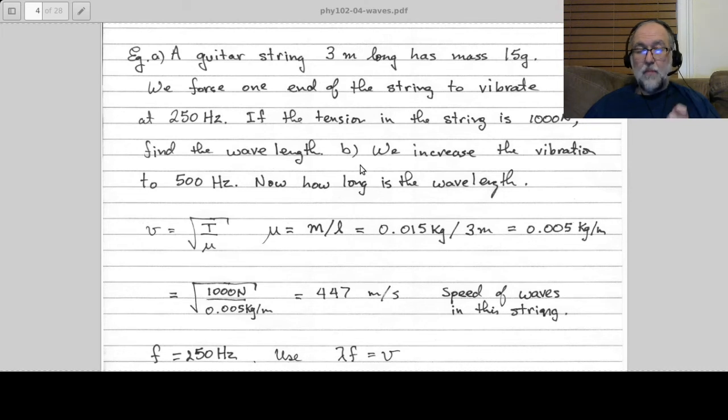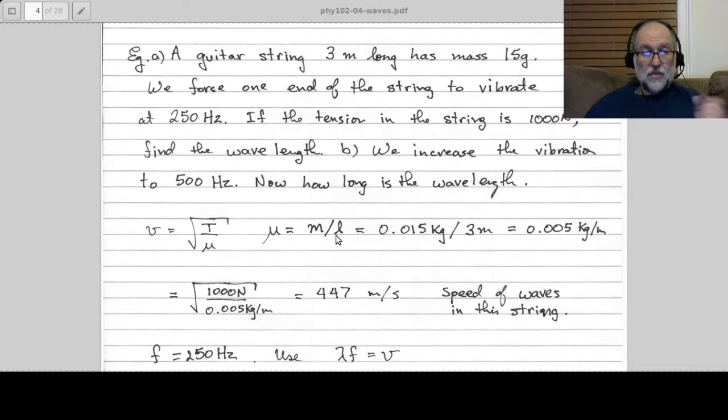And then for part B, we increase the vibration to 500 hertz, just twice as fast. Now, how long is the wavelength? So how do you do this? Well, let's put down all the equations that we have above. We had that v was equal to the square root of T over mu. That's the velocity of waves in a string in terms of the tension and the linear mass density. The linear mass density in turn is the mass divided by the length of the string.